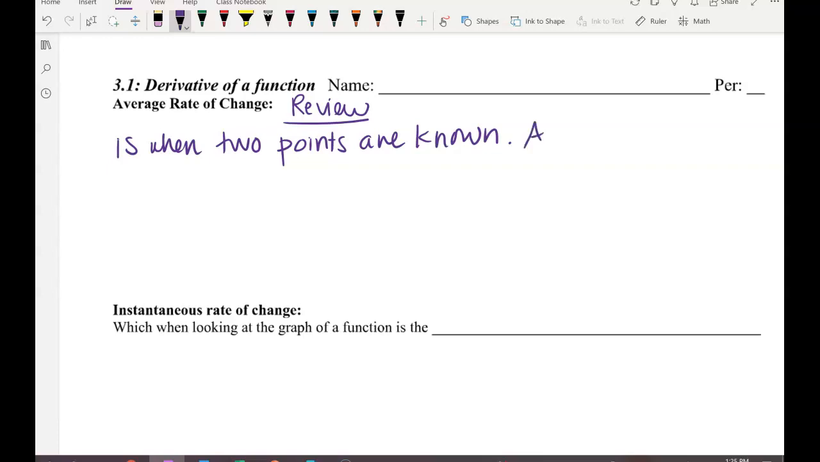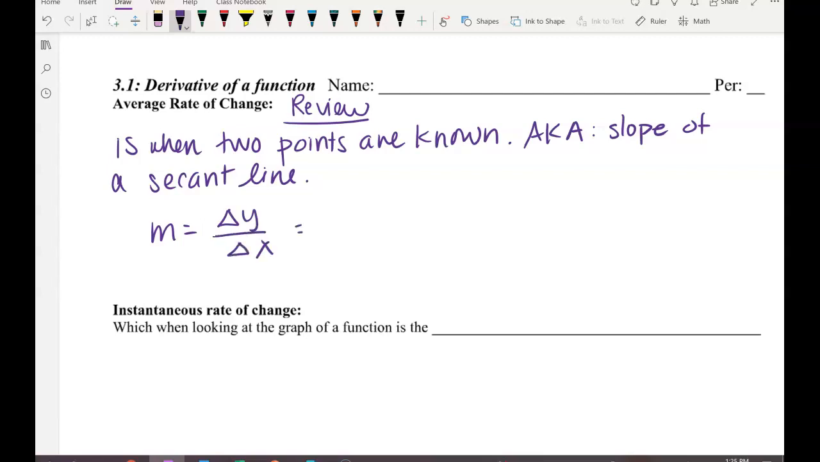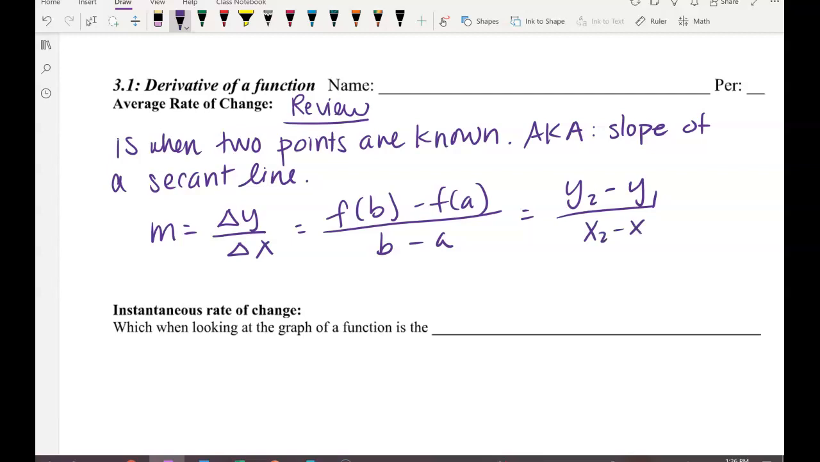Now, if you remember last unit, this was also thought of as the slope of a secant line. The formula of this slope is the change in y divided by the change in x. Last unit, we were using f of b minus f of a divided by b minus a, or in Algebra 1, it is okay to go y2 minus y1 all over x2 minus x1. Any one of those is okay by me.